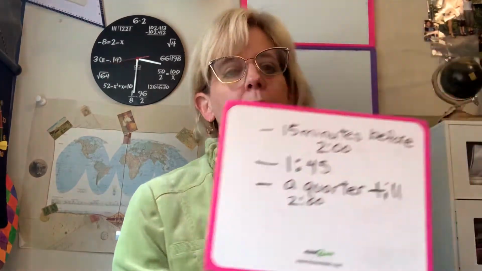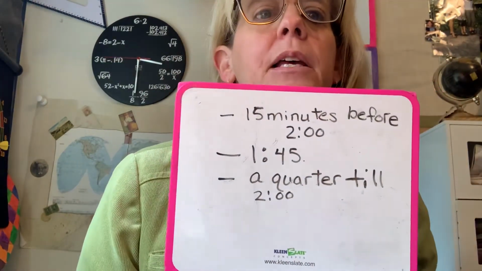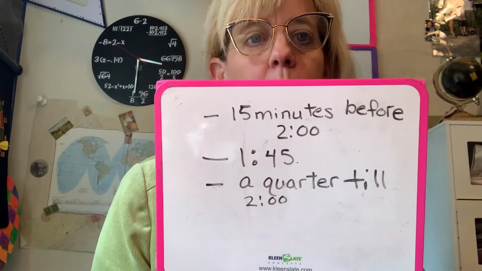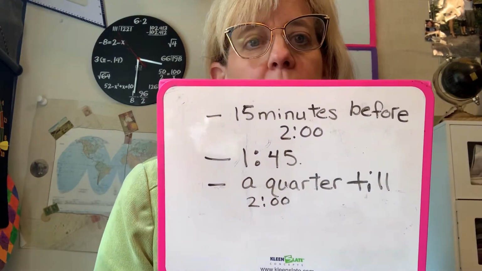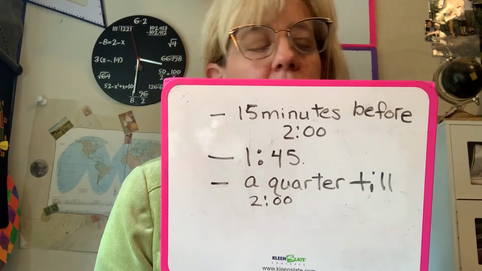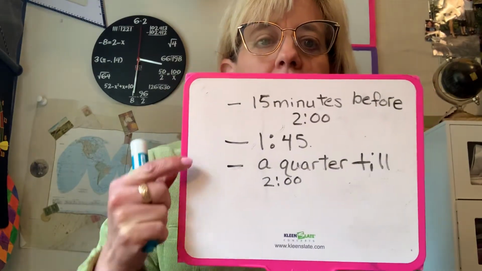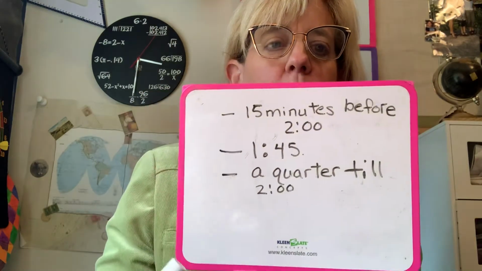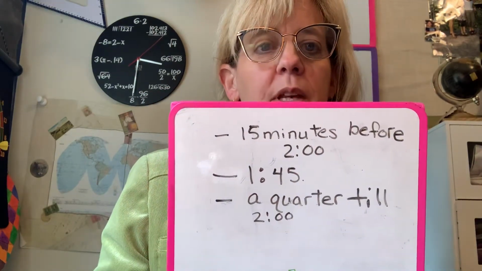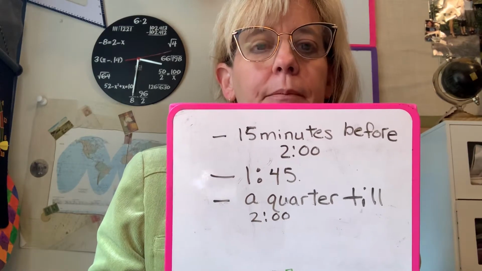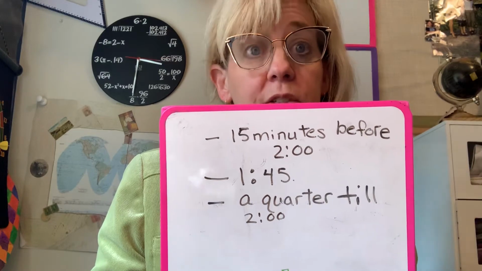Another thing that you have to know is you have to know the different ways to write time. So right here I wrote different ways to write time. So you can say 15 minutes before 2 o'clock, or you could say a quarter to 2 o'clock, 15 minutes after. So these are different ways. You can write it as analog. You can write it this way. You can spell it out. You can say it's 1:45. So these are the different ways that you can write time. And then we'll go over these in your journal page.